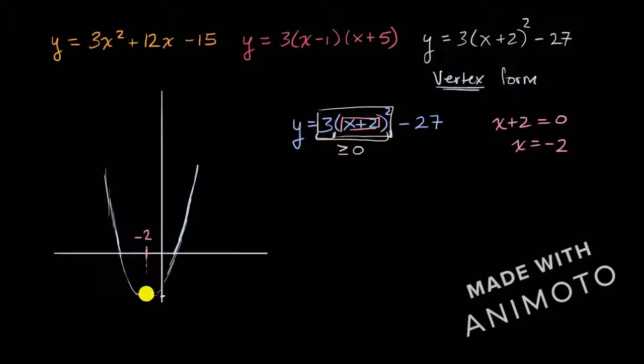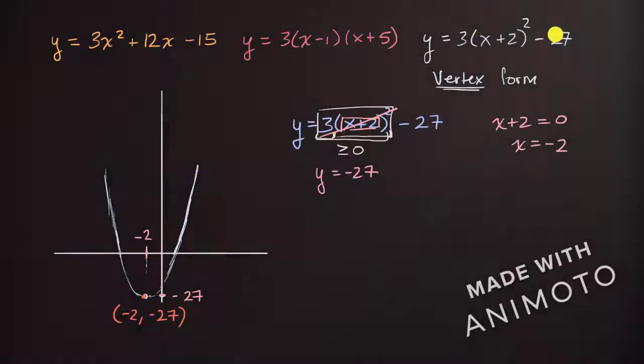And then what's the y-coordinate of the vertex? You could say, what is the minimum y that this curve takes on? Well, when x is equal to negative 2, this whole thing is 0, and y is equal to negative 27. So this right over here is negative 27. And so the coordinates of the vertex here are negative 2, comma, negative 27. And you were able to pick that out just by looking at the quadratic in vertex form.